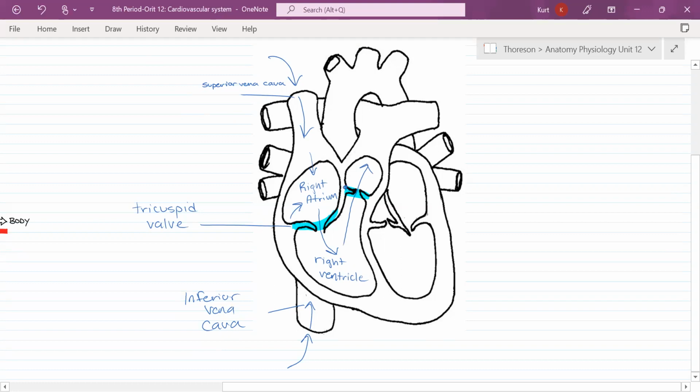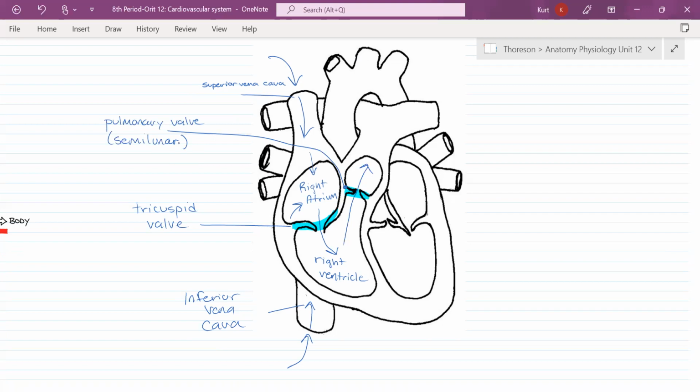This second valve is called the pulmonary valve. You may also call it the semilunar valve. If on next Thursday's quiz, if Caitlin calls it the semilunar valve, she is correct. If Gwen calls it the pulmonary valve, she is correct. If Emma calls it the pulmonary semilunar valve, she is correct. There's more than one name for the same thing. I don't want you to think that semilunar and pulmonary are different. They're just 2 names that are synonymous.